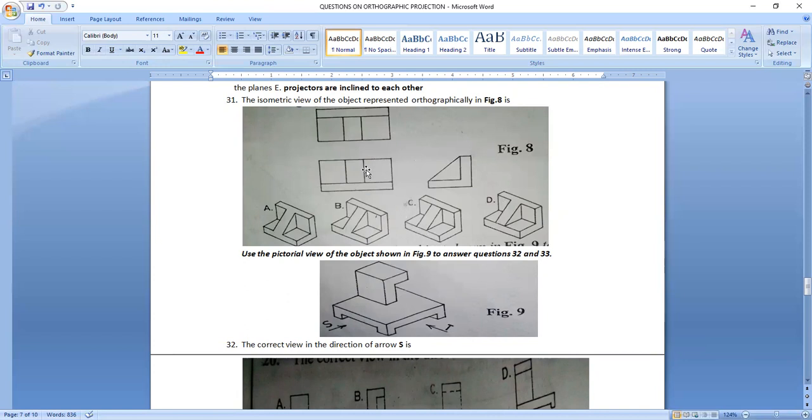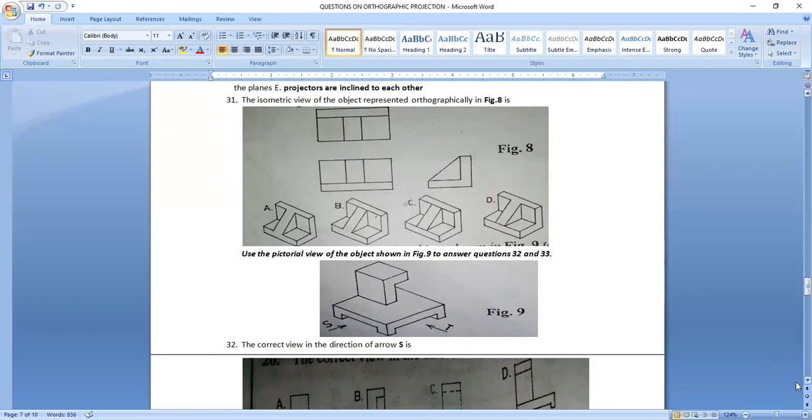If you look at the front elevation, here we have this line and we have this rectangle. This rectangle here is for this rectangle, and this surface and this surface, the surfaces that we have here. Then for the end elevation, we have this L shape, which is this, and then we also have this right angle triangle, which is this one. So the answer to this question is option D.